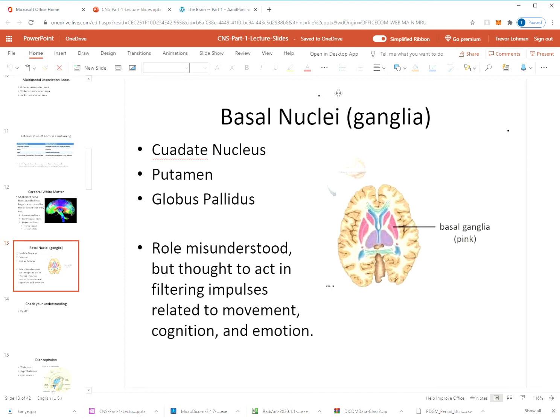But yes, it is true that this part of the brain acts to filter impulses. And one thing that makes that clear is that with certain basal nuclei disorders, you may have excessive movement or impaired movement. So it does kind of give credence to that idea that these fine-tune and filter impulses. And not just movement, although that's the most common, but also cognition and emotion.